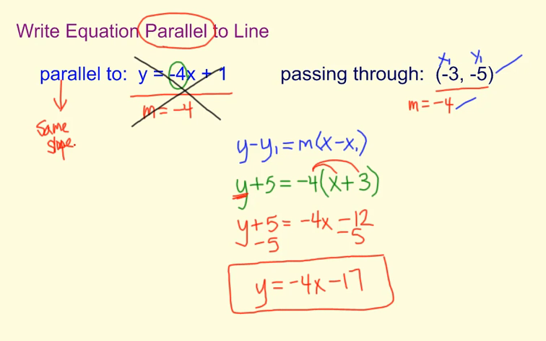So we know that our line is parallel to the line they gave us because our slope is -4 and their slope was -4. Because those slopes are the same, the lines are parallel.